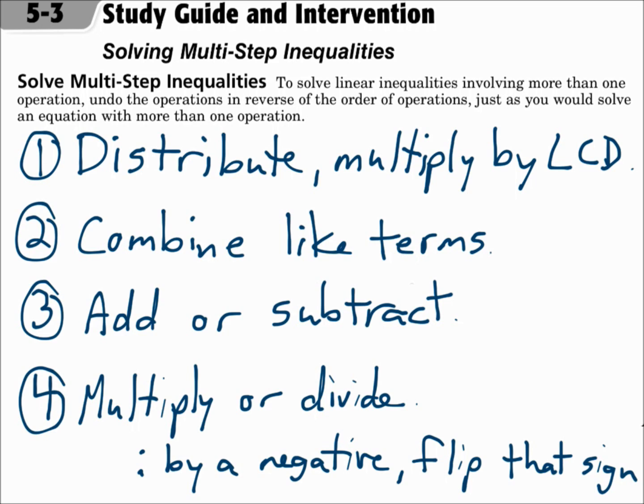Step 1, distribute and multiply by the LCD if you have any fractions that you don't want to deal with later. Step 2, combine like terms. Step 3, add or subtract. Get the variables on one side first and then move any constants to the other side. And then last, multiply or divide. And remember, if you multiply or divide by a negative, you've got to flip that sign around. Less than would become greater than, and greater than would become less than. If you follow these steps, everything should work out just fine.